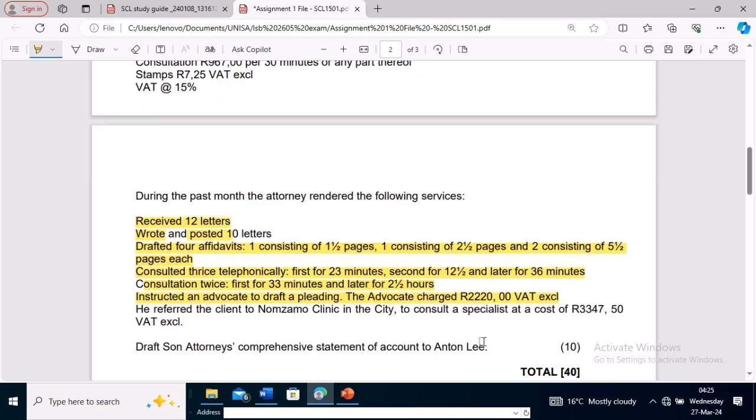And then we go to the last point. He referred the client to Nomzamo clinic in the city to consult a specialist at a cost of 3,347 rand 50 cent, which states VAT excluded. It is a service which was rendered outside. Once you see VAT excluded, you just say 3,347 rand 50 cents plus 15% VAT. Then how much do you get?